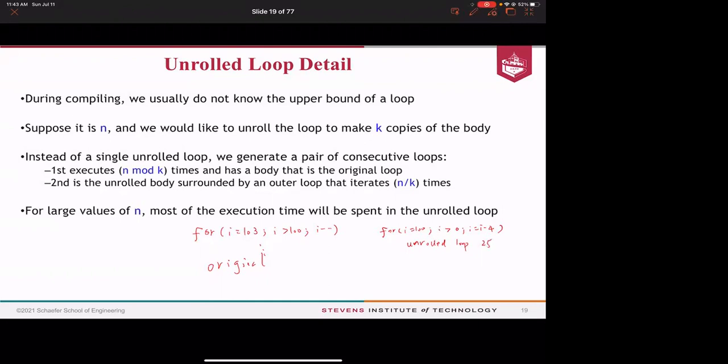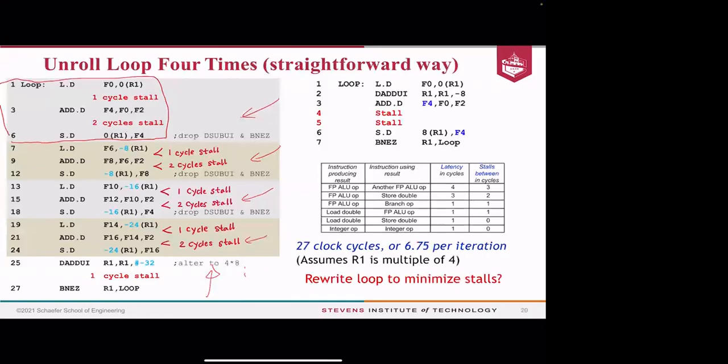So that's what we say: first execute the original loop for the remainder times, and then we execute the evenly divisible iterations by unrolling. Since n is typically large, the remainder could be small, right? So the majority of the time is going to be spent on the unrolled loop.